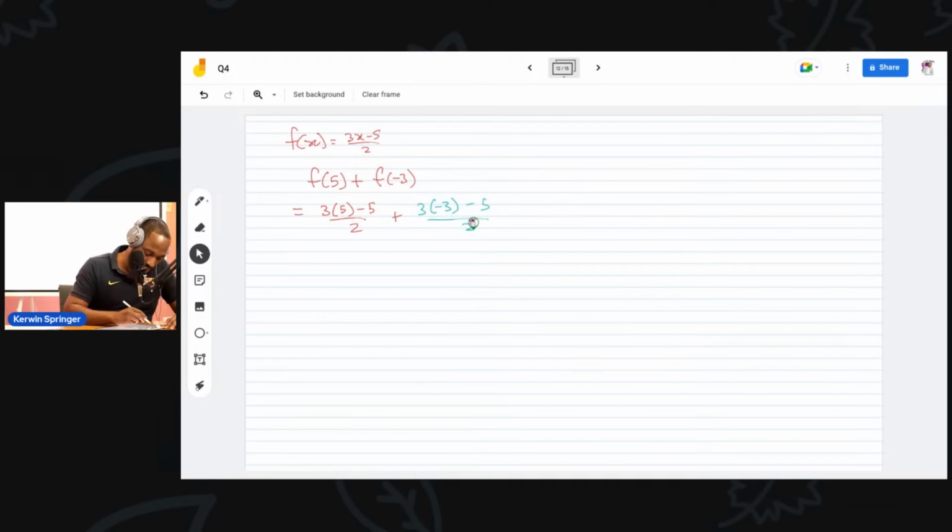The only difference here is that we substitute different numbers each time, right? Class, are you okay with that? So we get (15 minus 5) over 2, so we get 10 over 2, plus (negative 9 minus 5), which is negative 14 over 2. So we're going to get 5 minus 7. 5 minus 7, what do you think? Negative 2.